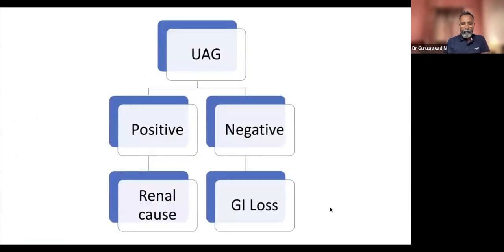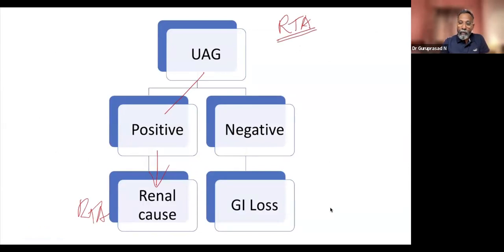So the flow is simple. You do a urinary anion gap. If it is positive, then the cause is renal, and most probably it is an RTA. It can be type 1, type 2, or type 4. For that, again, what we do is, if you get a positive urinary anion gap, then the cause is RTA, renal tubular acidosis.